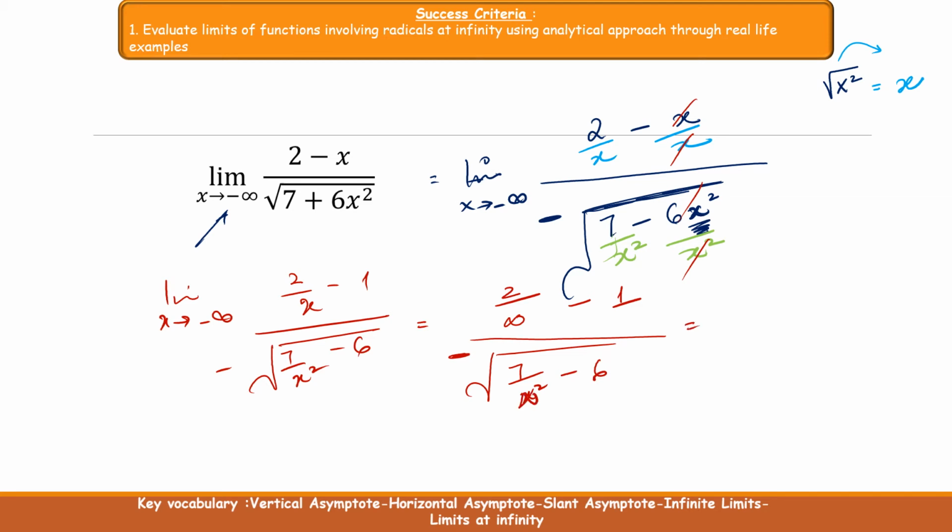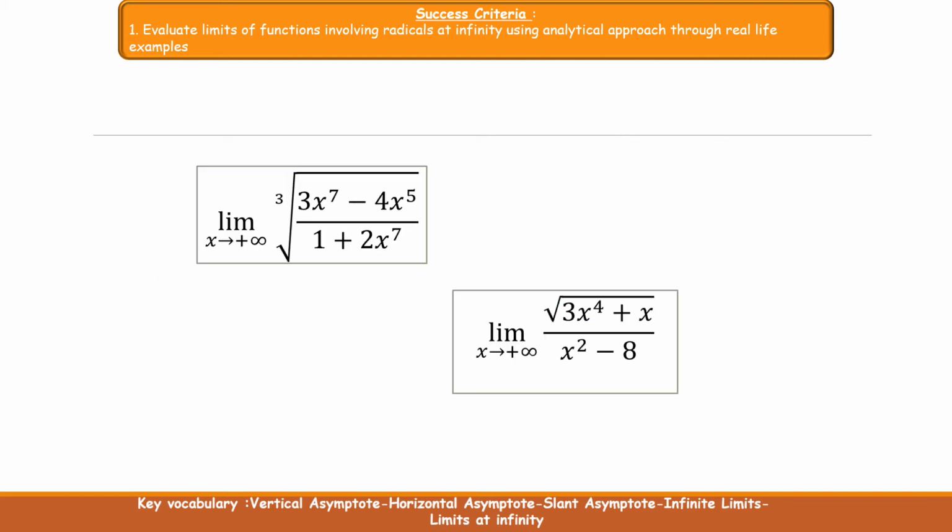Okay, so 2 over infinity is 0, minus 1, minus 7 over infinity is 0, minus 6. So we will get negative 1 over negative 6. By mistake, I wrote it wrong; it has to be positive 6. In the question it was positive, but by mistake I wrote a negative sign. So negative and negative cancel, and we will get 1 over square root of 6, or you can calculate with the help of a calculator.